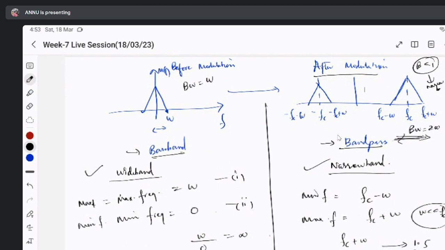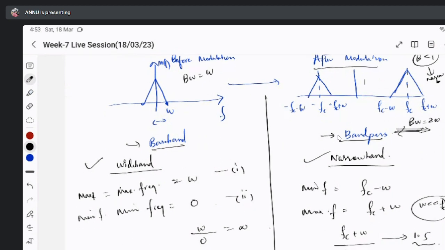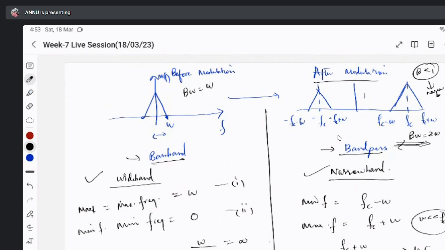Ma'am, this is clear. One more question. Kindly clarify this term baseband also. What exactly does it mean? Baseband, the word base should be there. You know Hindi, right? So where is the base? Even the zero frequency, what is it? Zero frequency is DC frequency.